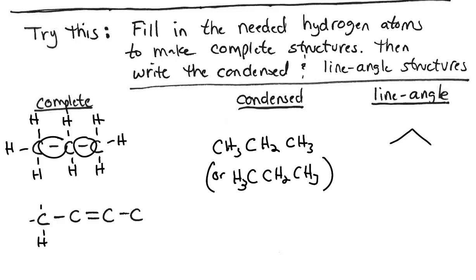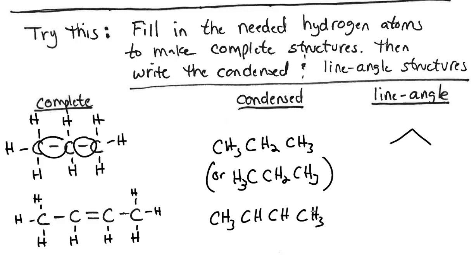Putting in hydrogens, the end one gets 3. The next one has 3 bonds, a double and a single, so it only gets 1 more, and you can put it on top or bottom, it doesn't matter. The next carbon has 3, so it needs 1 more, and the final carbon needs 3 more. All right, the condensed structure, CH3 on the end, CH is the next one, and another CH, and finally CH3.